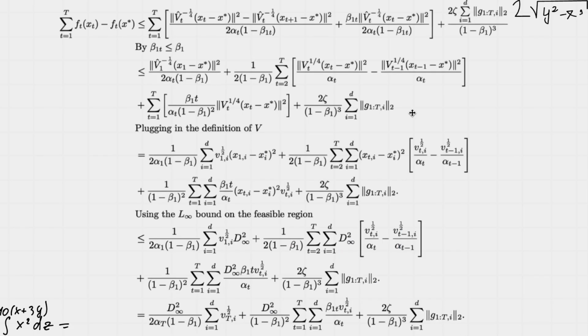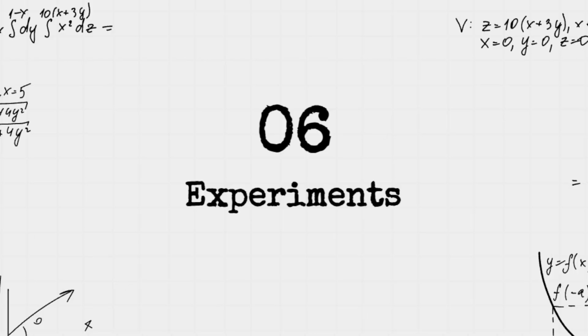Plugging the result of the previous slide into the regret bound and extracting the first term of the summation, we derive the second inequality. And by plugging in the matrix V and using the L infinity norm, we have obtained the stated regret bound.